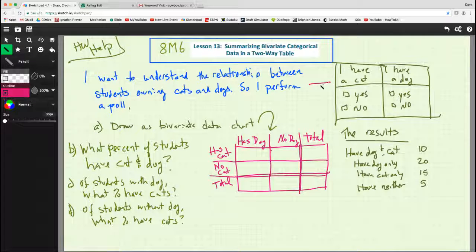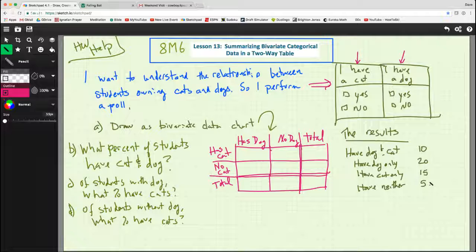So I perform this poll here, and I hand this to all my students. And so the students have to answer the question, I have a cat or I have a dog, and you could say yes, yes, or yes, no, or no, yes, or no and no. All right. And my results are: students that have a cat and a dog is 10. The students that only have a dog and no cat is 20. Have a cat only, no dog is 15. And have neither is 5.